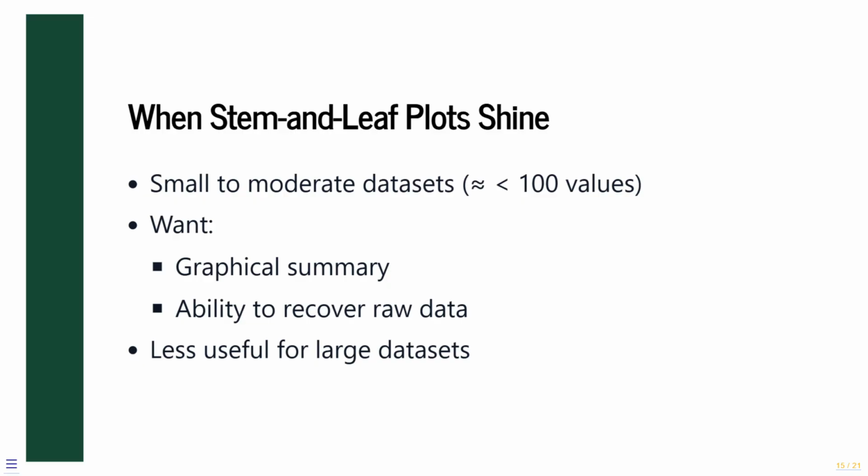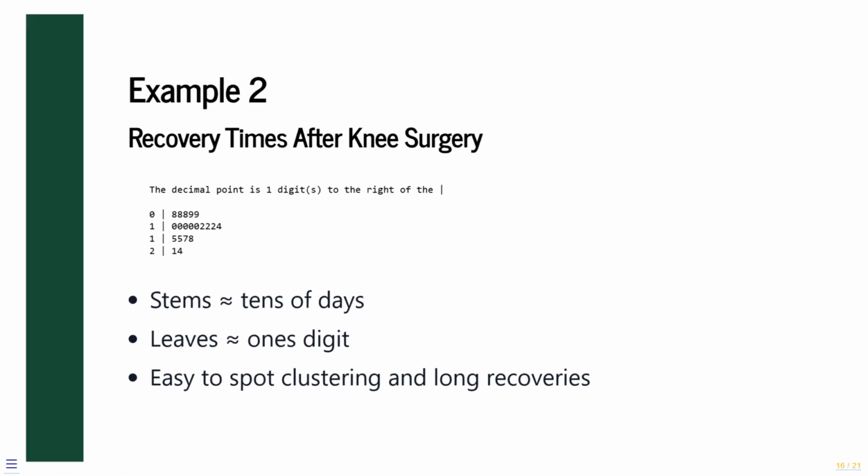At the same time, the ordered stems and leaves create a visual structure that reveals clustering, gaps, skewness, and extreme values. Suppose an orthopedic clinic records the time in days for 20 patients to regain full range of motion after knee surgery. Here's a stem and leaf plot for this data.